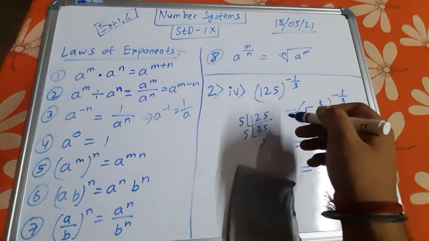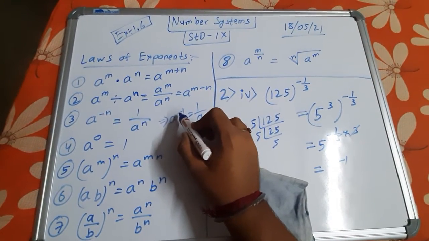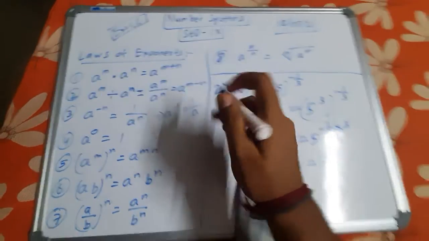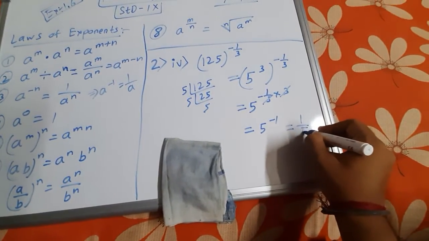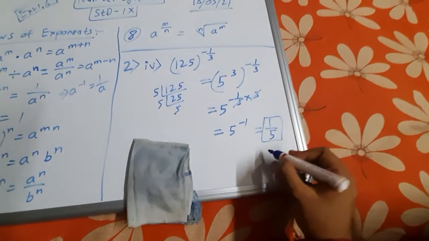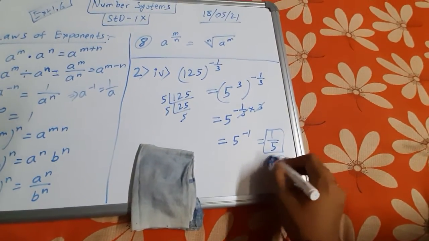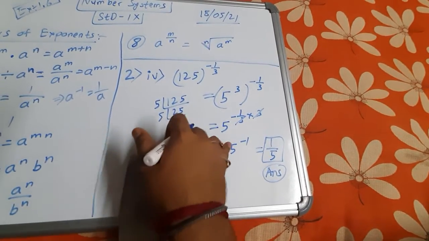I have just shown you previously that any number to the power negative 1, okay, is actually the reciprocal of that number. So 5 to the power minus 1 is actually nothing but 1 by 5, and this will be our final answer, okay. So the answer for this question is 1 by 5, because it's 5 to the power minus 1.